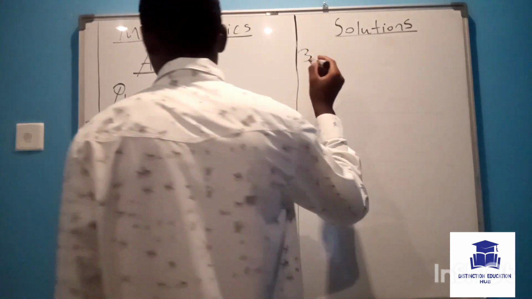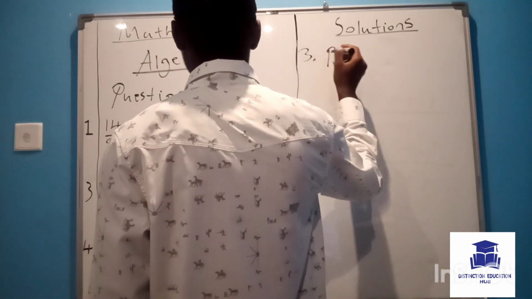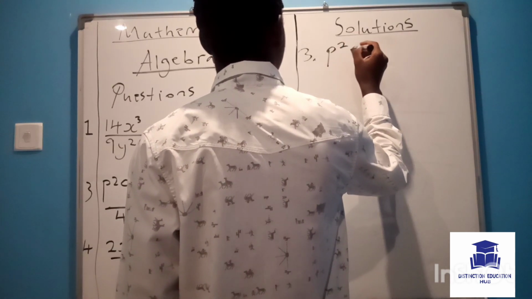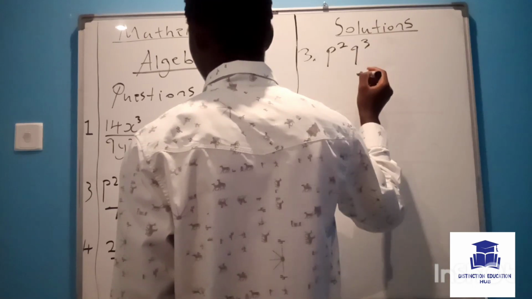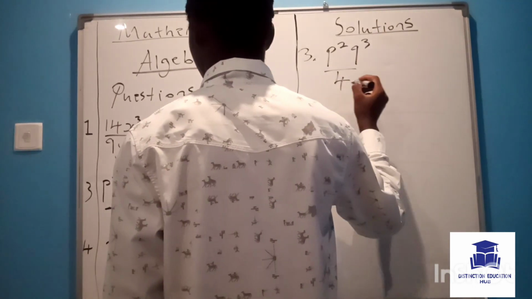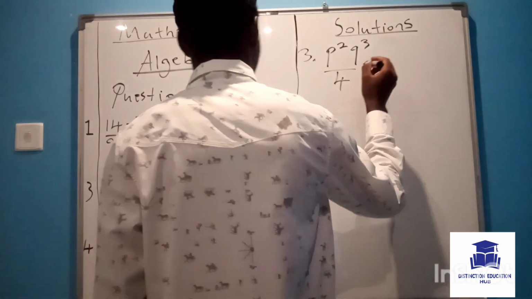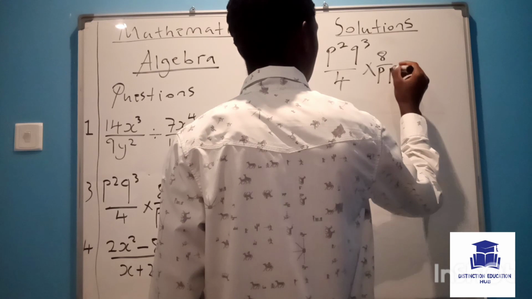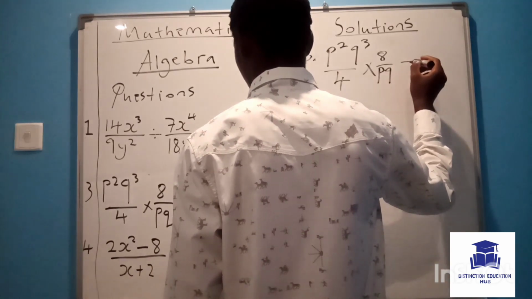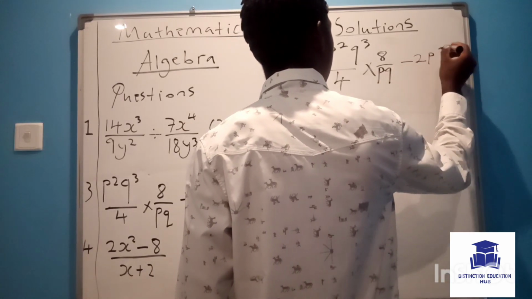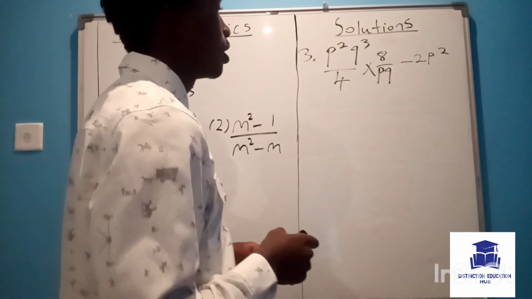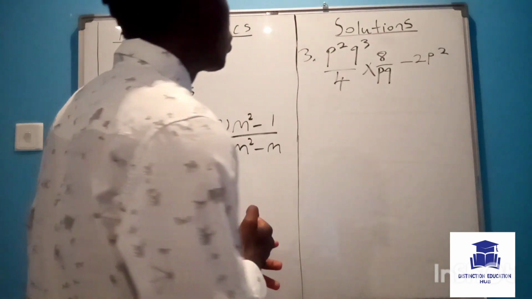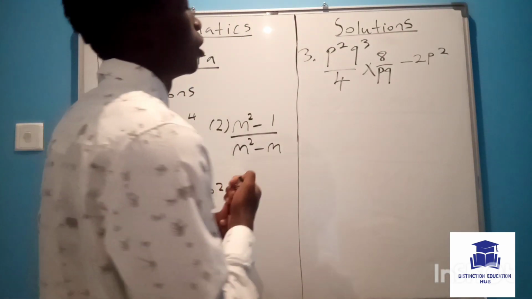Here we have P squared Q cubed over 4 times 8 over PQ divided by 2P squared. This expression looks complicated, but it's very simple. You just have to take your time and do the math.